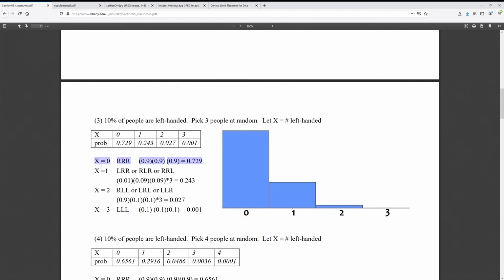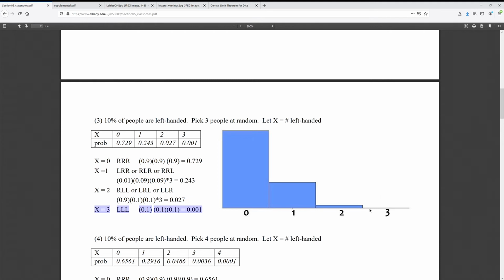But if we pick 3 people, then the only way you're going to get 0 left-handed people is if it's right followed by right followed by right, which is 0.9 times 0.9 times 0.9, which is 0.729. Well, here it is in chart form, and this is height 0.729. What about 3? Well, all 3 have to be left-handed, so 0.1 times 0.1 times 0.1, 0.001. One time out of 1,000 that you pick 3 people, they'll all be left-handed. Very slim, right?